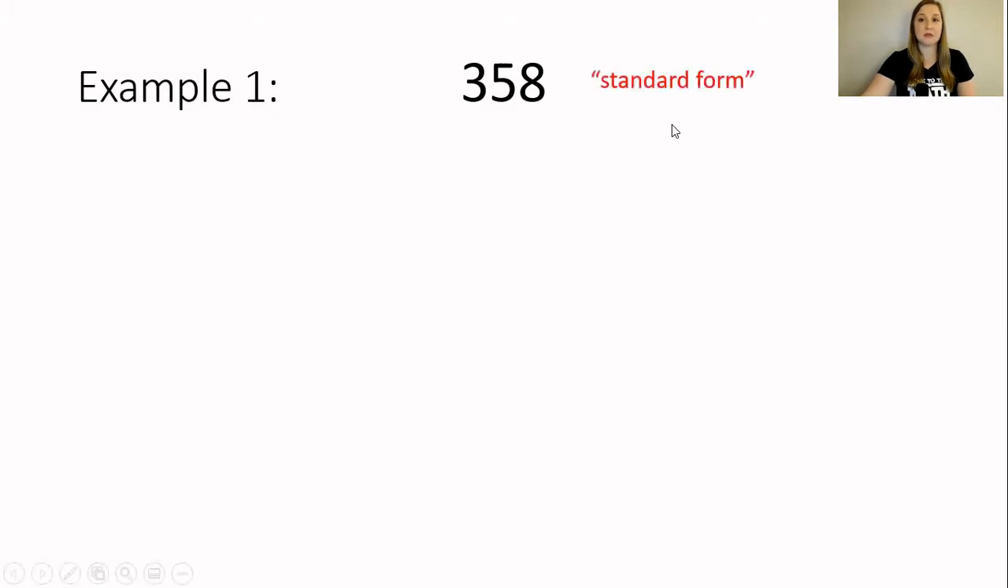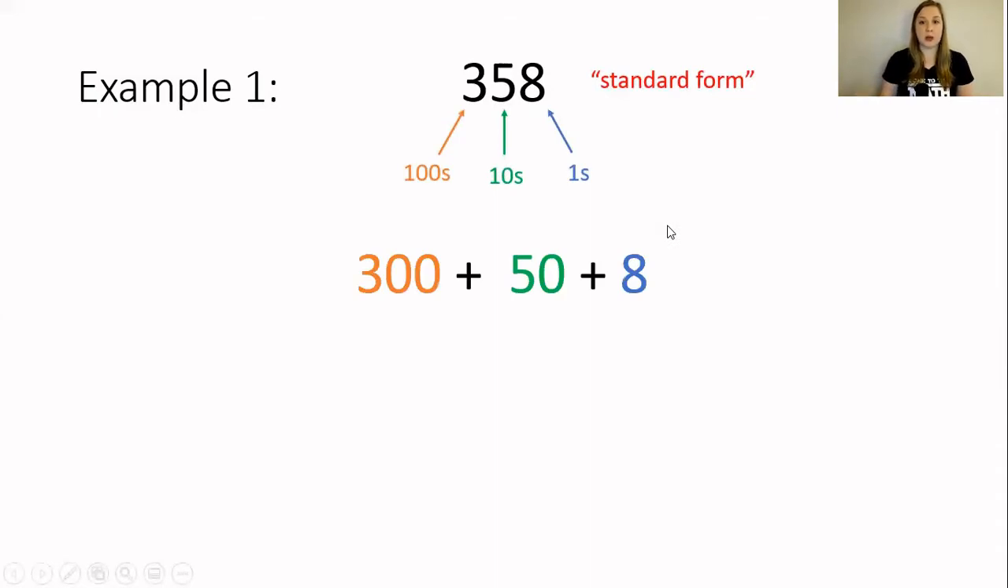At the moment, this is what we call standard form for writing a number. And when we look at this is where the place value knowledge comes in. We see that 8 is in the ones place, 5 is in the tens place, and 3 is in the 100s place. And so what we can do is write this with addition, adding the different place values with knowledge of the digits in each of the place values. So what that would look like is 300 plus 50 plus 8.